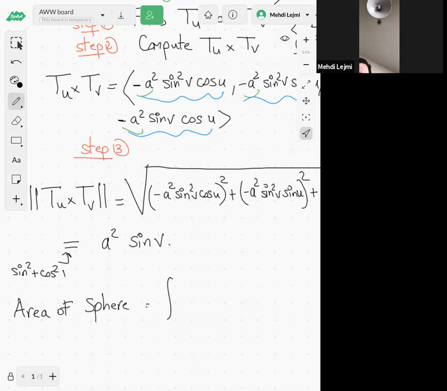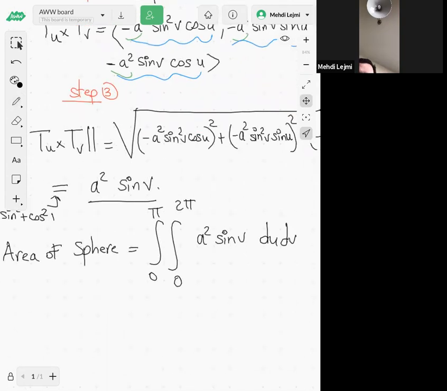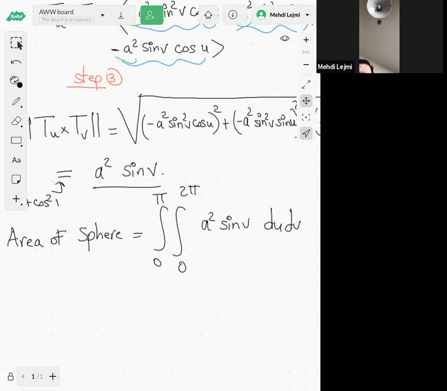Then the area of a sphere is just the double integral of a square sine v du dv, where u is between 0 and 2 pi, and v is between 0 and pi. Here a is a constant, so all you have to do is integrate sine of v. It's not a big deal. This is equal to 2 pi a square times the integral of sine of v, which is minus cosine of v between 0 and pi.